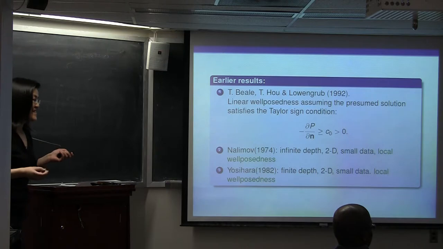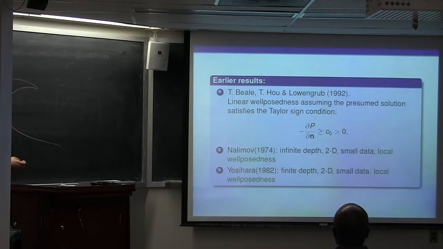Is that a flat bottom or an arbitrary bottom? Arbitrary bottom, an arbitrary smooth bottom. So the wave is here, and the bottom has to be here, so this height is strictly positive. Okay, this is actually what we know.